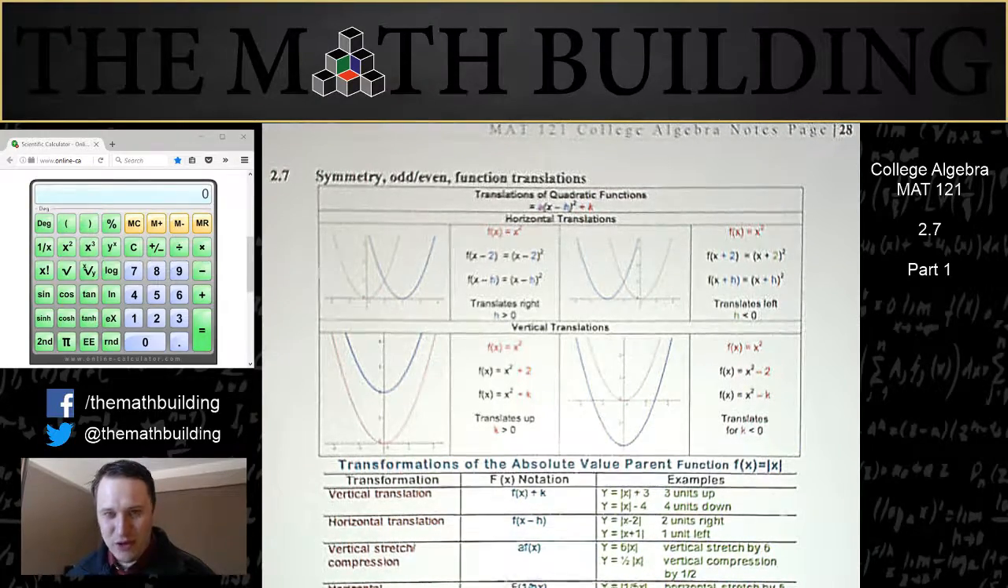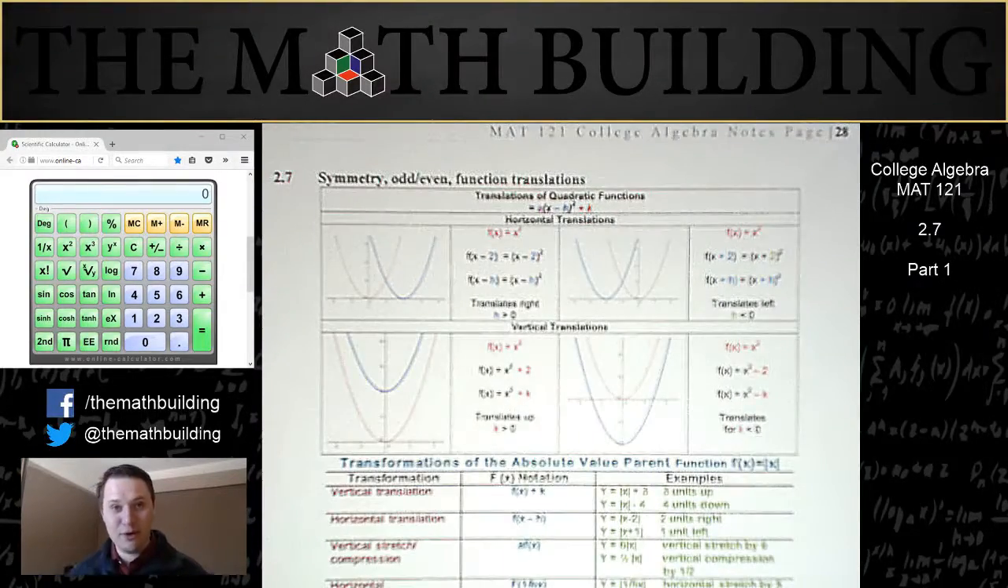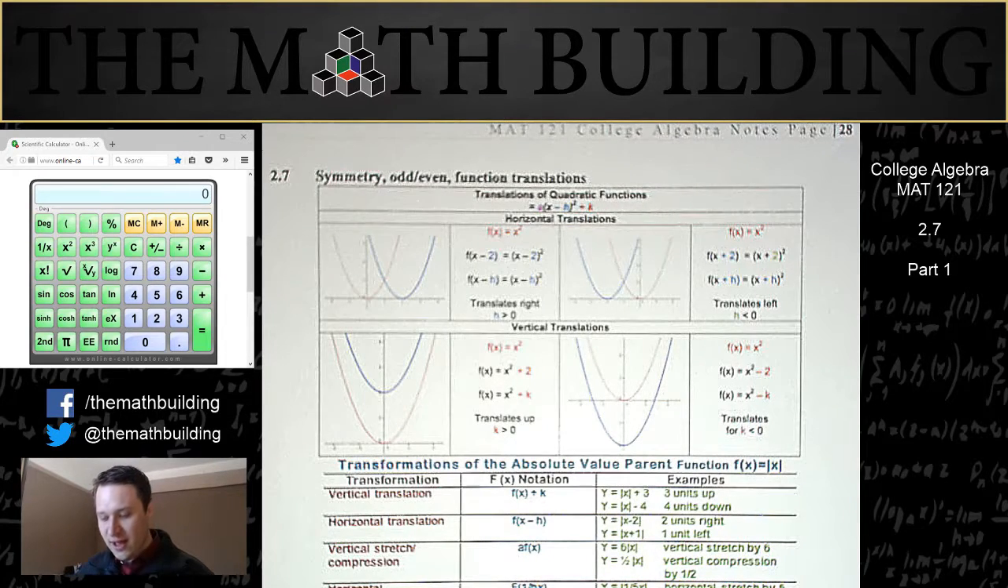In the previous section, we learned about parent functions, and we learned a little bit about how to graph piecewise functions, which can be tricky at first. It takes some practice. Now we're going to look at translations and how we can move these parent functions around.